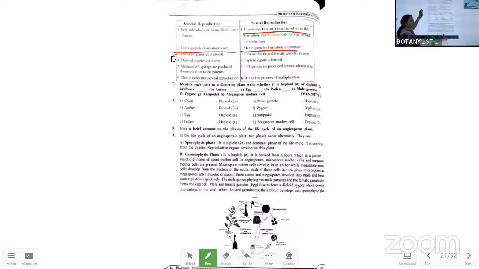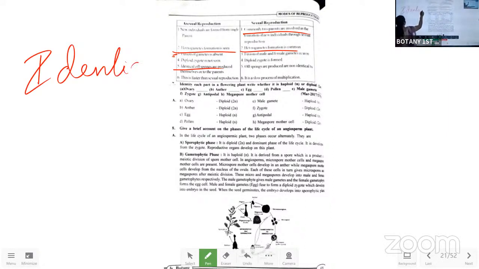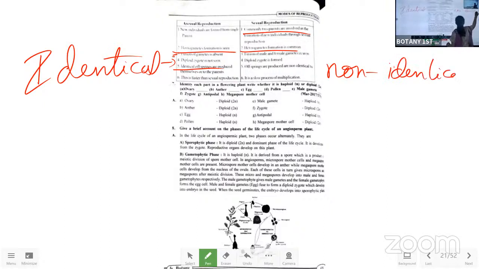The offsprings formed after asexual reproduction all look alike; identical offsprings are formed during asexual reproduction, and non-identical offsprings are formed in sexual reproduction. And asexual reproduction is faster than sexual reproduction.